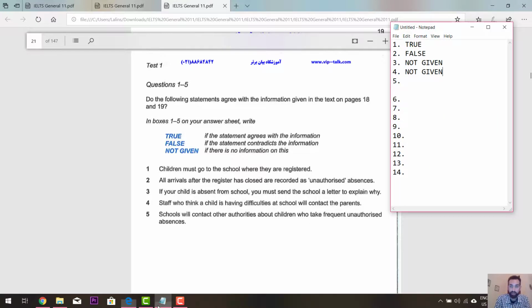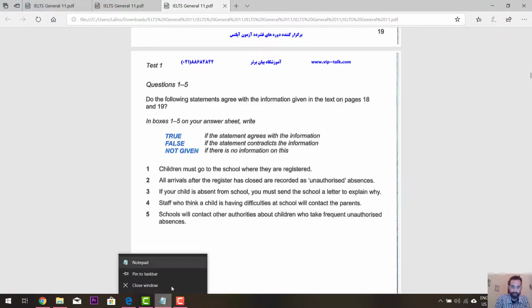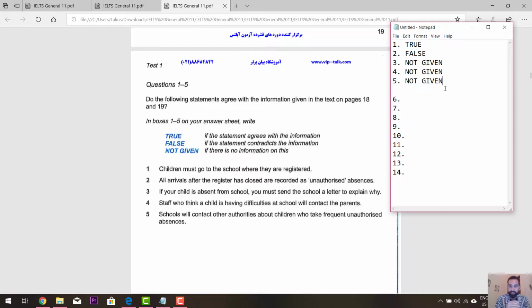So in this case, the answer here would be, can you guess? Not given, because they don't give you the information. As you can see with the answers we have here, it makes it clear how you should answer these questions. Such as in the text, it was mentioned children must go to the school where they're registered. So that's true, because that's exactly what they said in the text.